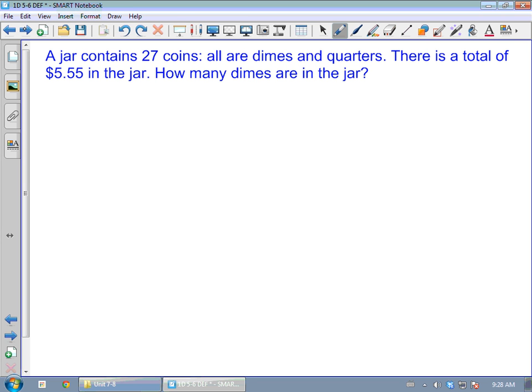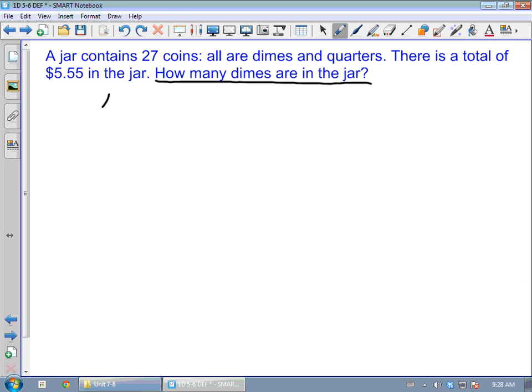A jar contains 27 coins. All of them are dimes and quarters. There's a total of $5.55 in the jar. How many dimes are in the jar? All right. So first thing, step one. What are we being asked to find in this question? Number of dimes. Okay.